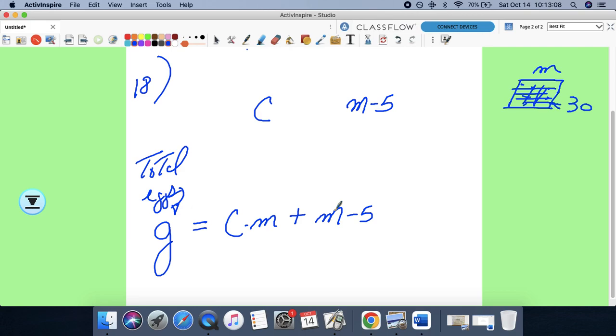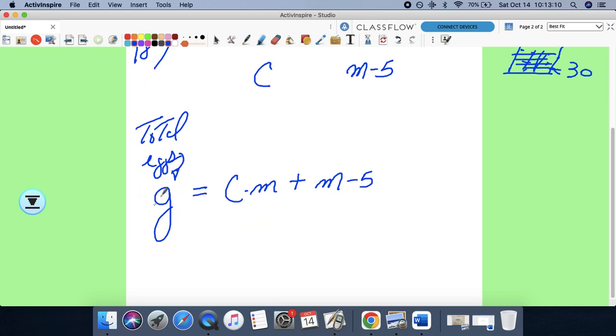Okay, so now what do we do? Let's just confirm this. The total number of eggs equals the total number of crates times the eggs in each. So let's assume each crate has 30. If you have 6 crates, you multiply by 30, you get 180. But there was 1 crate that had not all the slots filled, so instead of 30, they had 25.